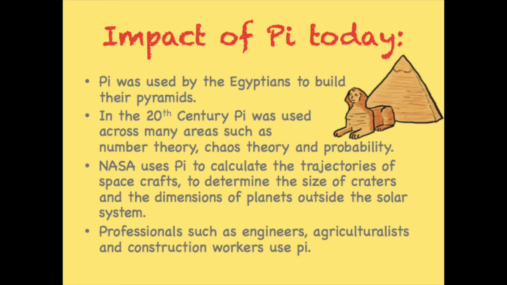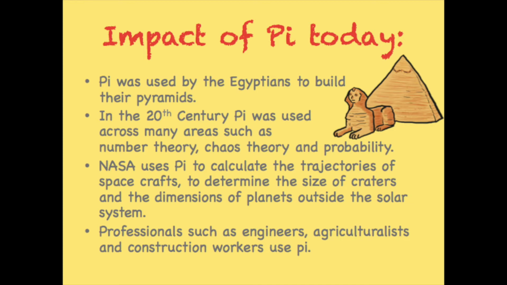So what really is the impact of pi today? Well, pi was used by the Egyptians to build their pyramids. The vertical height of a pyramid has the same relationship to the perimeter of its base as the radius of a circle has to its circumference. And as we know, these pyramids are still standing today.